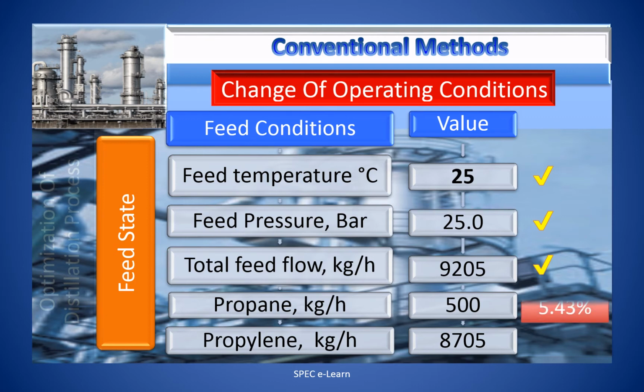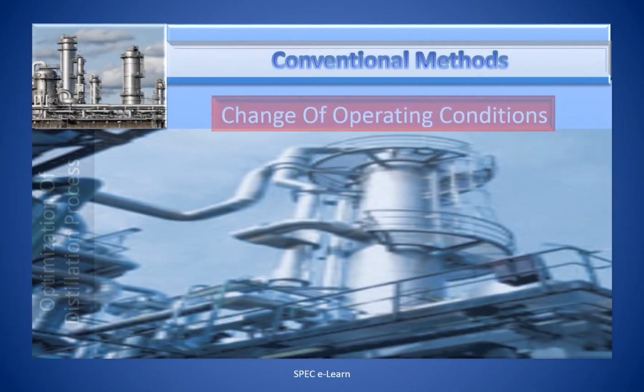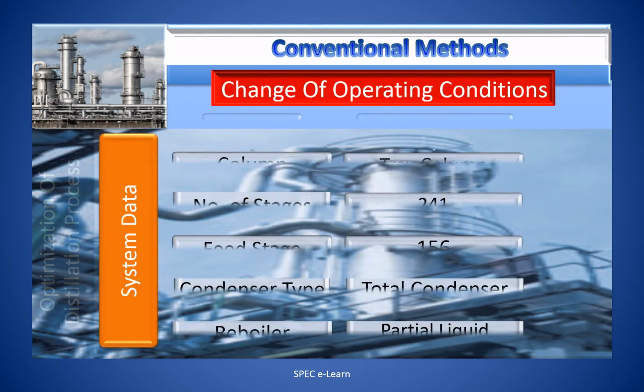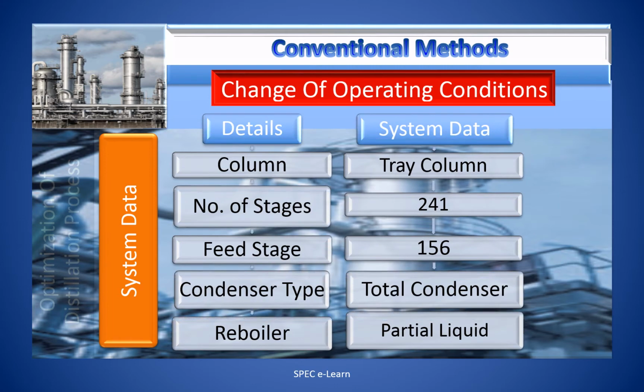is 5.43% and propylene is 94.56%. This table shows the system or column configuration and specification. Column is the tray column, number of stages 241, feed stage is 156, condenser type is total condenser, reboiler is a partial reboiler.